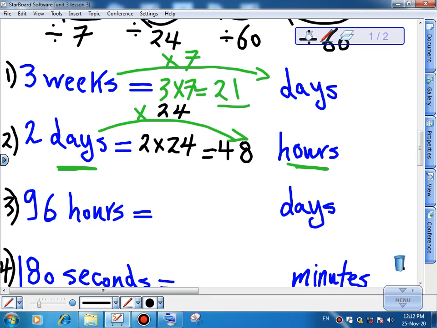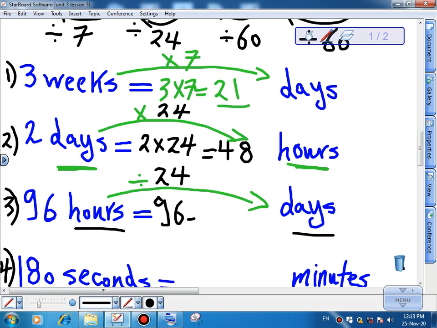Next one, 96 hours has blank days. From the smallest. Hours are smaller than days, so we will divide. Divide by what? We know that every day has 24 hours. So we will divide 96 by 24. It will be equal to 4 days. So 96 hours means 4 days.